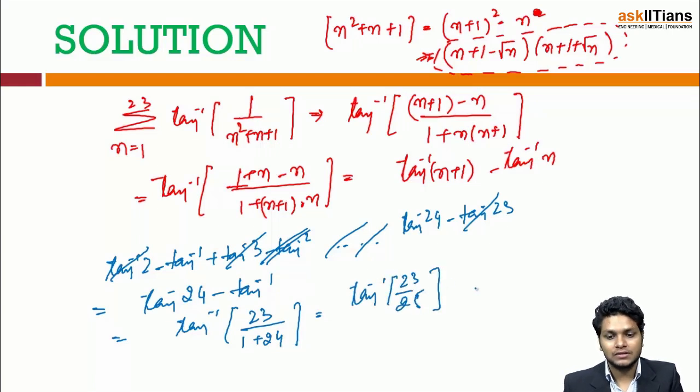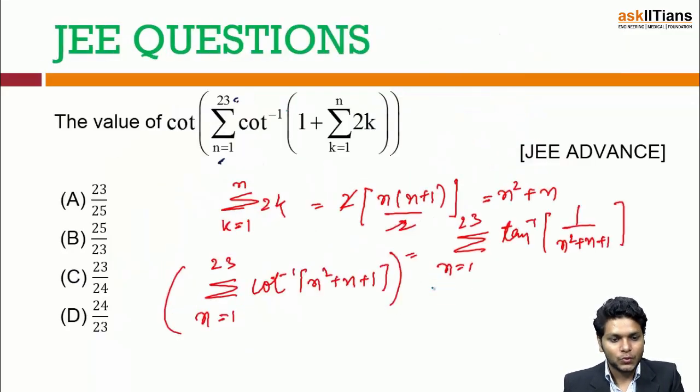That will be the final answer that we will get. Let's see whether this is in one of the options or not. 23 by 25, yes it is. Option number A is the answer.